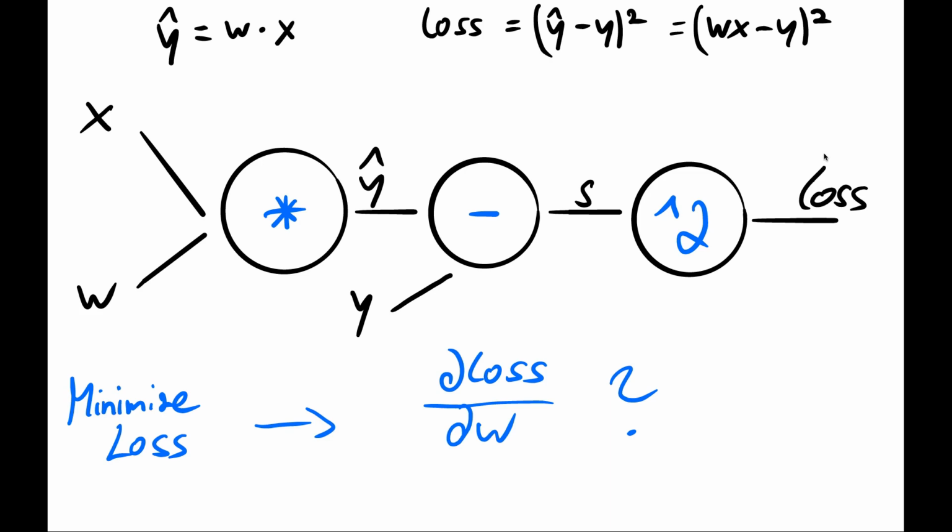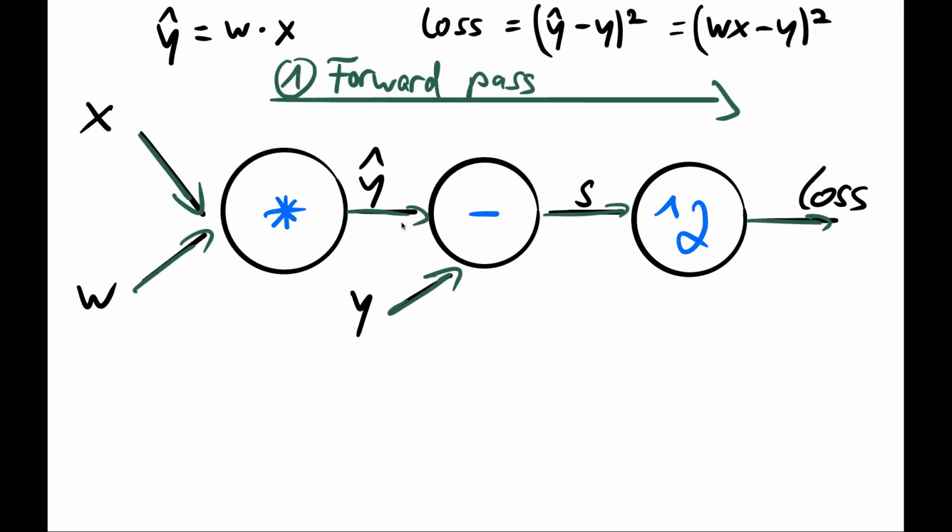Now we want to minimize our loss, so we want to know the derivative of the loss with respect to our weights. How do we get that? We apply our three steps. First we do a forward pass and put in the x and the w, and then here we put in the y and apply our functions, and then we get the loss.